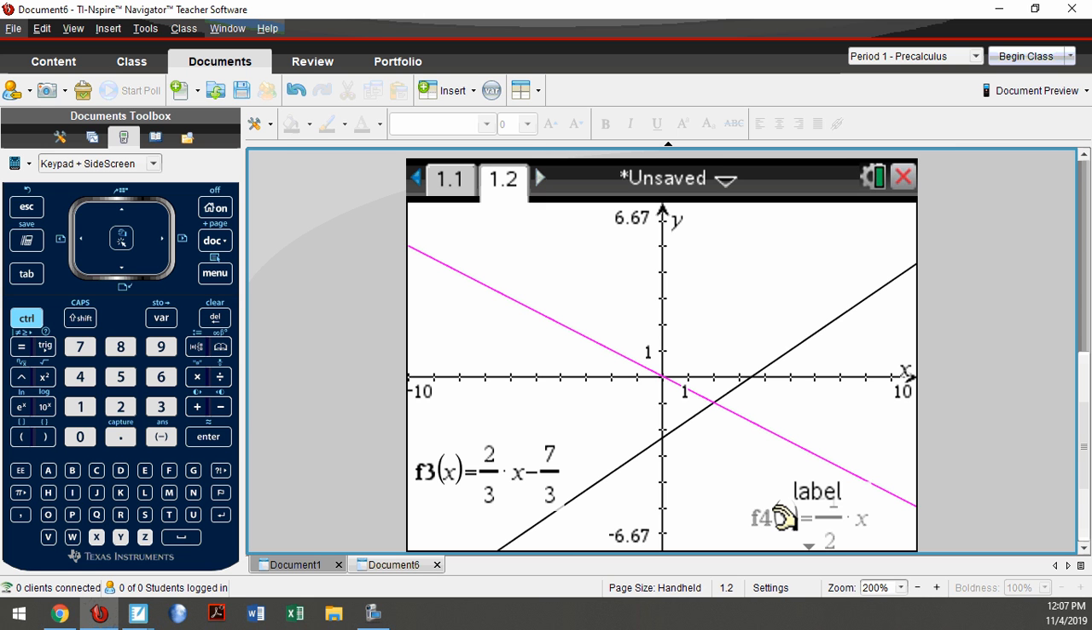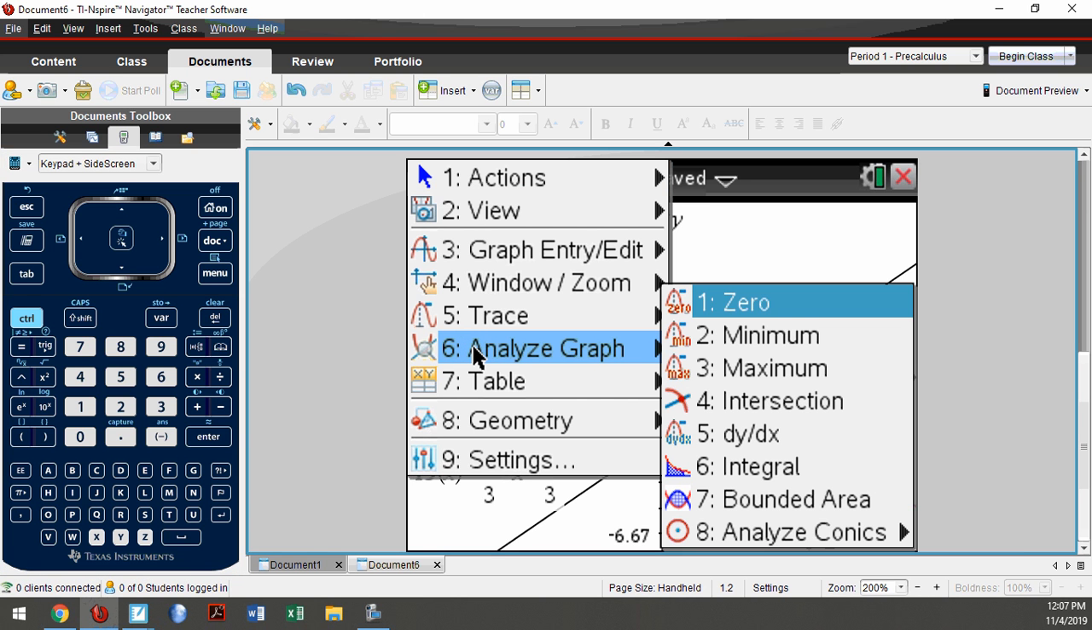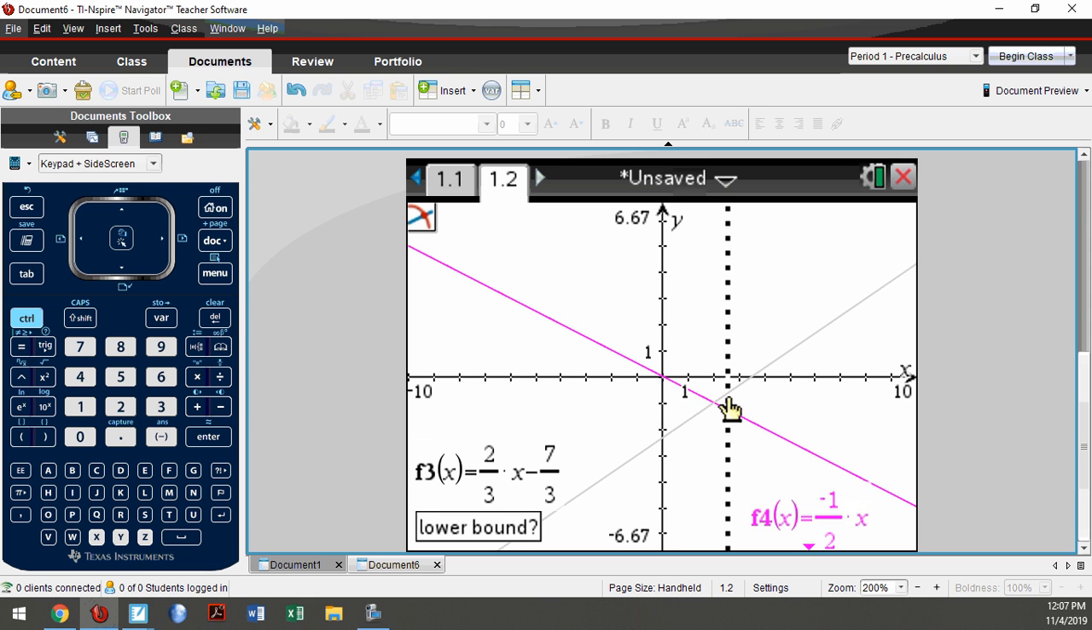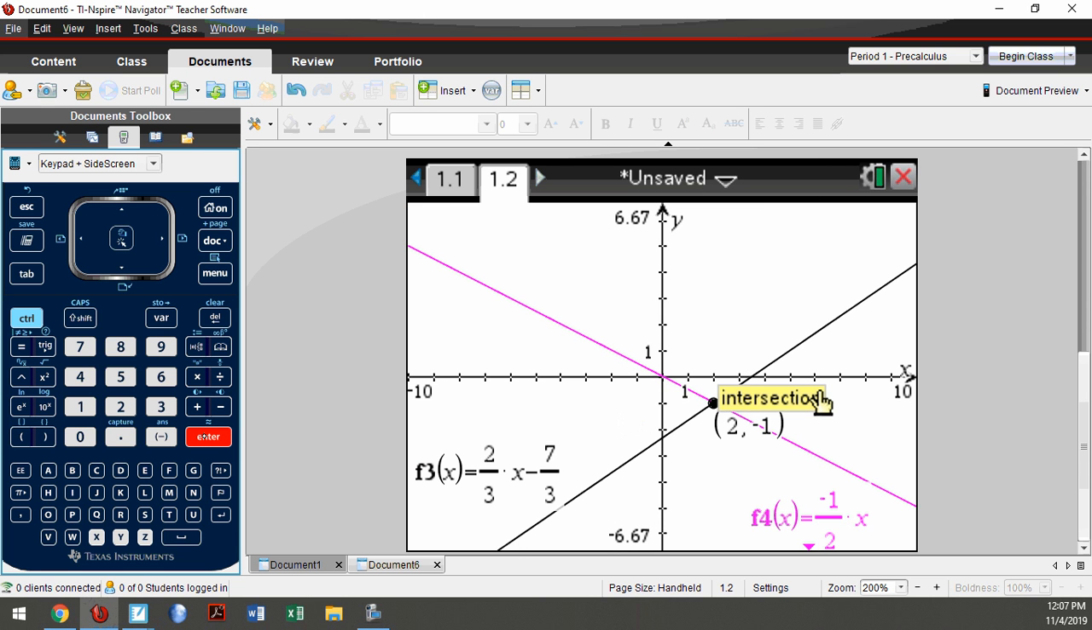How do I find my point of intersection? Menu. Analyze graph. Intersection. Gently go to the left and hit enter. Gently go to the right and hit enter. And what is my POI? 2, negative 1.